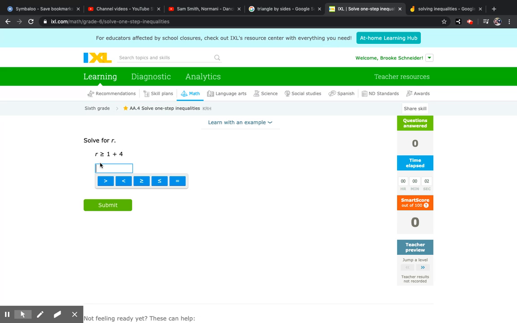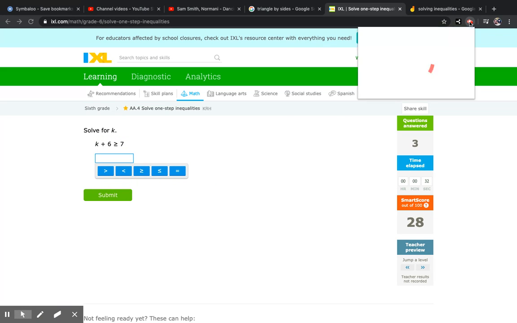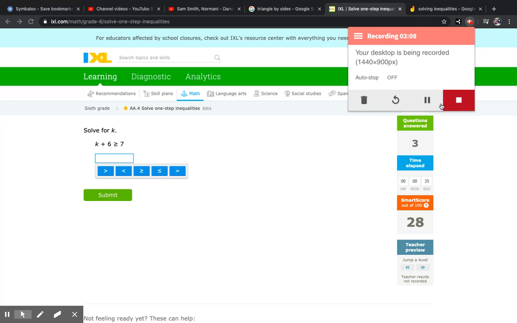So I'm going to write R. I'm going to keep my sign greater than or equal to 4 plus 1 is 5. Submit. There we go. All right, I have H is less than or equal to 10 divided by 2 would equal 5. Submit. Same thing. P greater than or equal to 6 divided by 3 would be 2. And there we go. And that's how this week works. Or I guess just today. It'll be a little bit trickier on Friday.